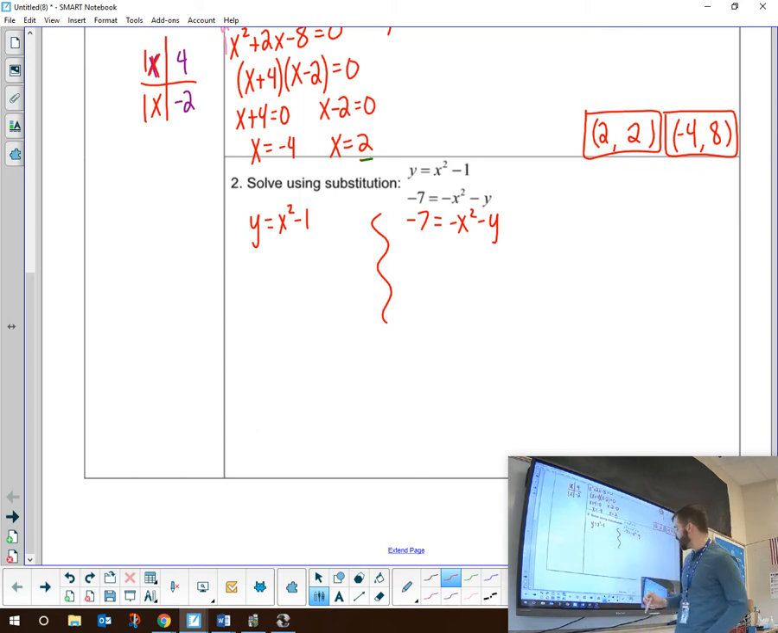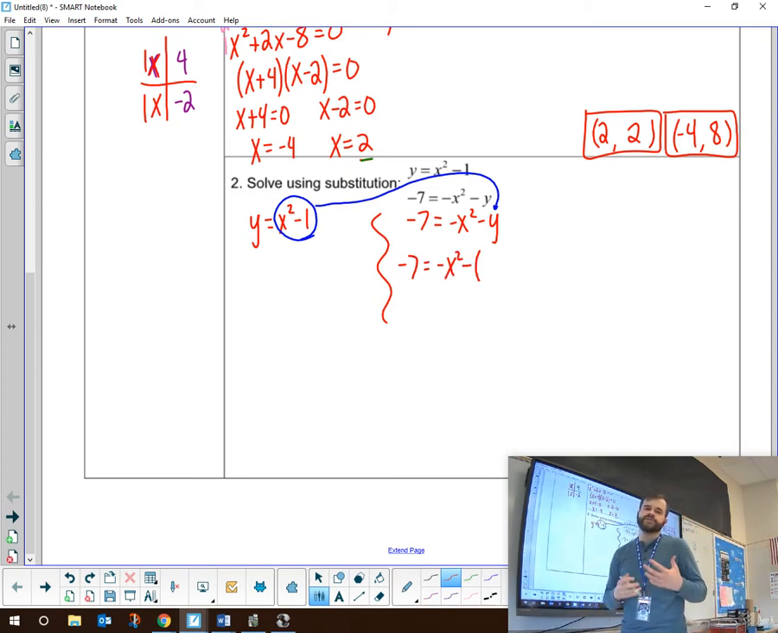Okay, now I have a variable solved for. I already have this y solved for, so I don't have to solve for my y at all. So let's take this value for y and plug it in for y all the way over here, okay? So we're going to get -7 equals -x squared minus, and I'm going to build a parentheses. That way I don't forget to distribute, right? So we're going to minus a parentheses of x squared minus 1.